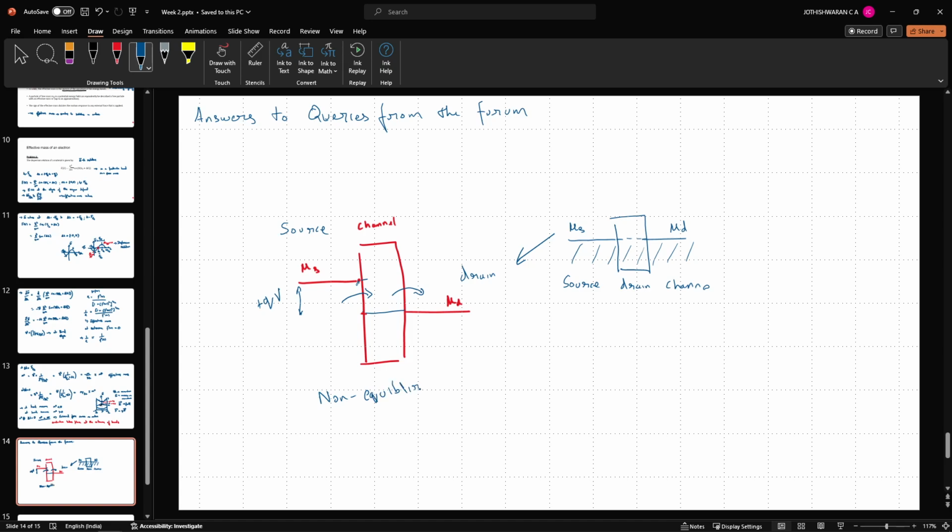In equilibrium, the rate of electrons moving from left to right will be the same as moving from right to left on average, because in equilibrium, no current flows through a material. Okay, so that should be understood.